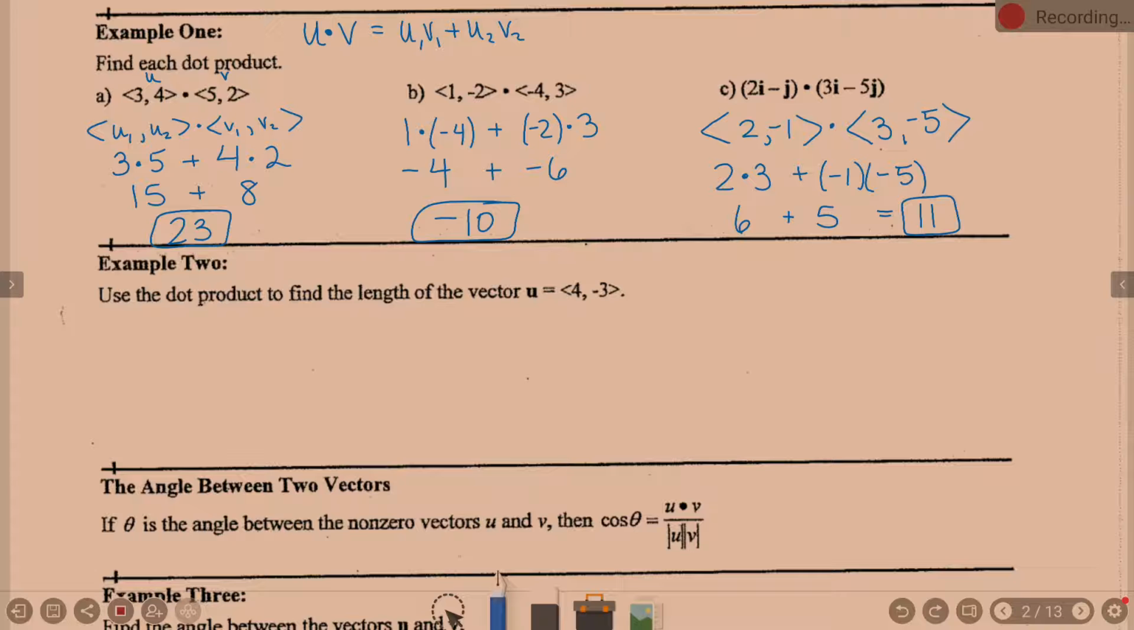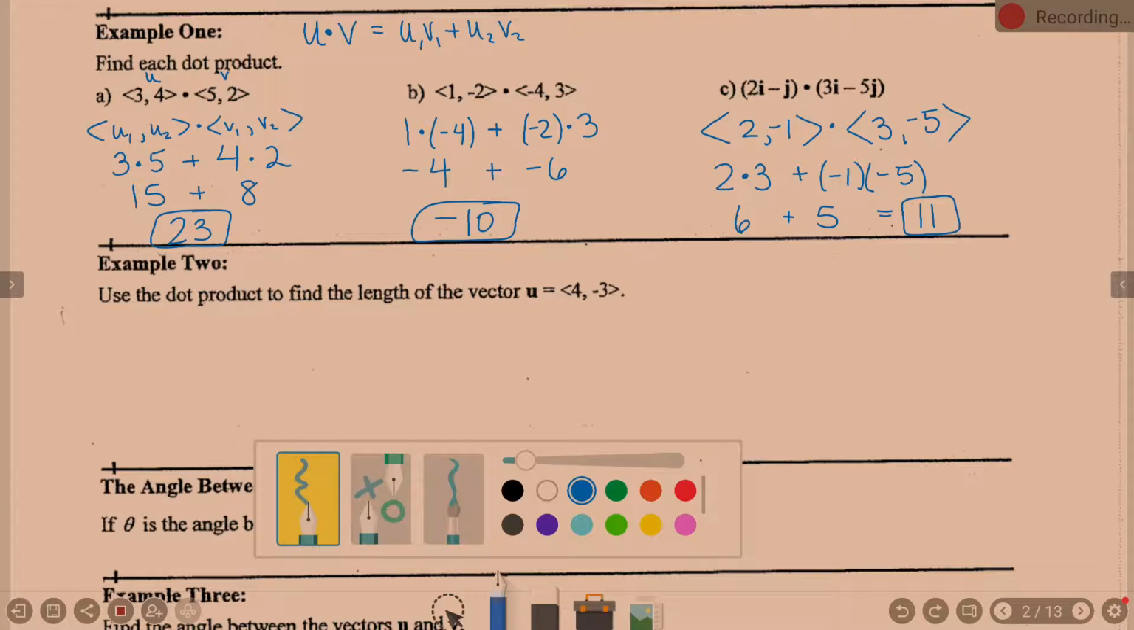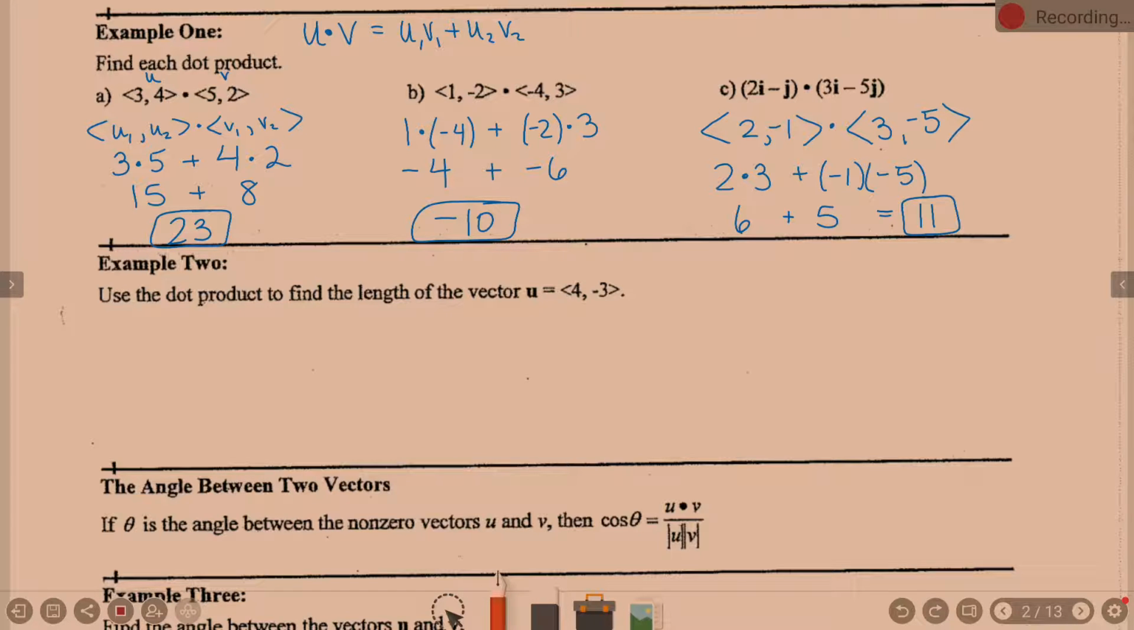It's telling us to use the dot product. So they do want us to use the dot product to find the length of the given vector. So use the dot product somehow, and we want the length of the vector. Thoughts on how we could do that? Yeah. It's the length or magnitude. It is. Length is magnitude.